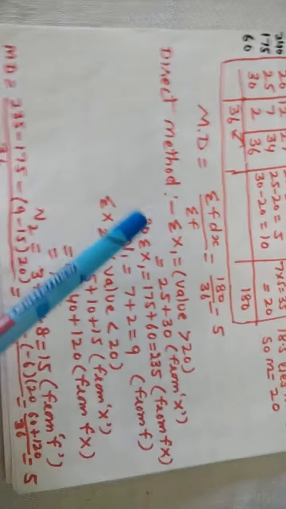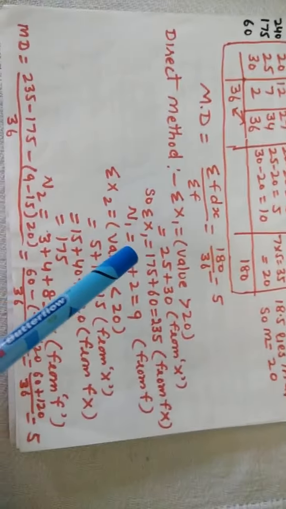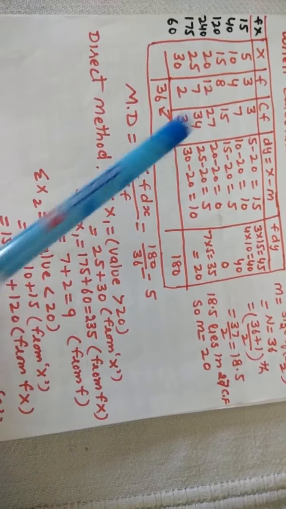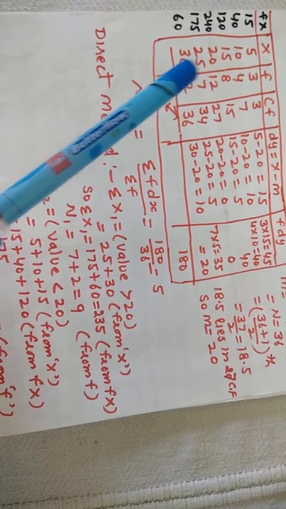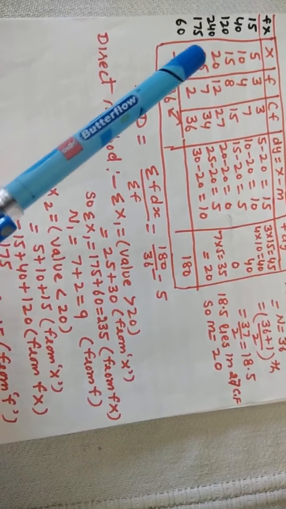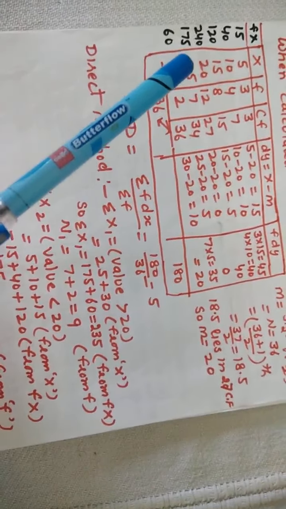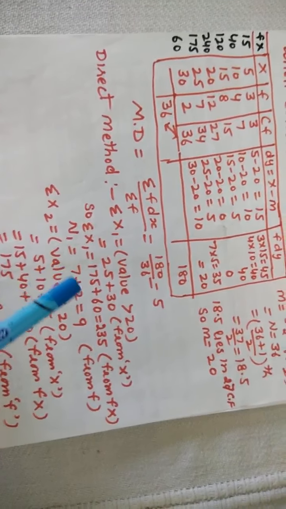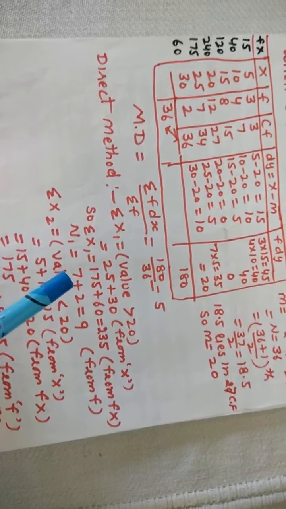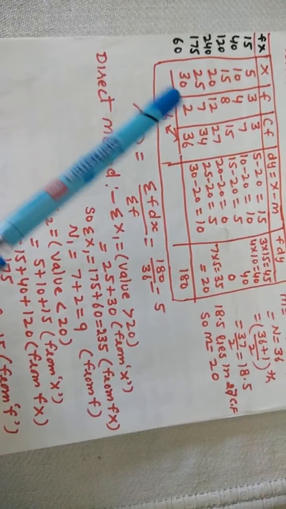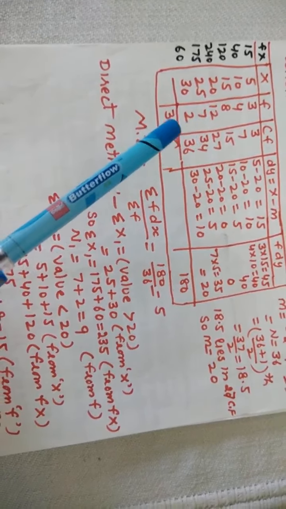When we do the same with the direct method, summation x1 is the values greater than 20. 20 is our median, so these are 25 and 30. Take the corresponding values from fx, 175 plus 60, that is 235. N is 7 plus 2, n taken from frequency.